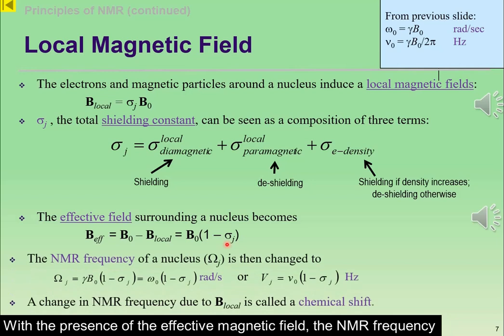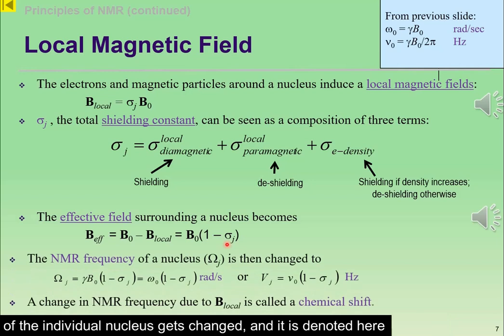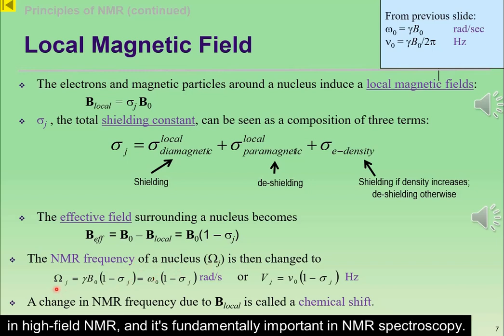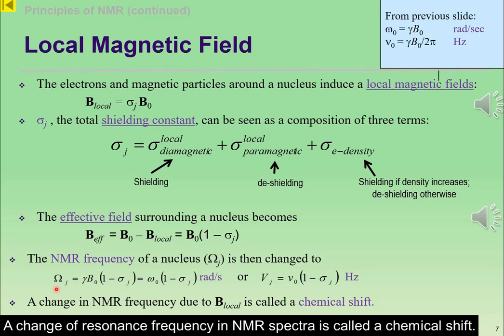With the presence of the effective magnetic field, the NMR frequency of the individual nucleus gets changed, and it is denoted here by capital omega with a subscript J. The change, though small, is significant in high-field NMR, and it's fundamentally important in NMR spectroscopy. A change of resonance frequency in NMR spectra is called a chemical shift.